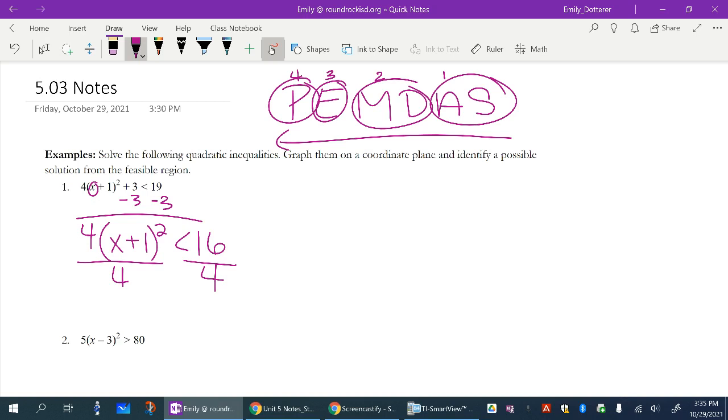16, so 19 minus 3 is 16. Keep our sign facing the same way because we divided by a positive number. We only flip our inequality symbol when we multiply or divide by a negative number. I'm going to rewrite that back up here where I've got more room.